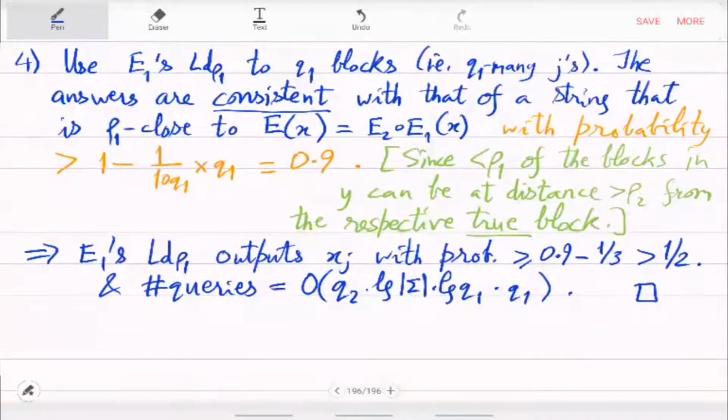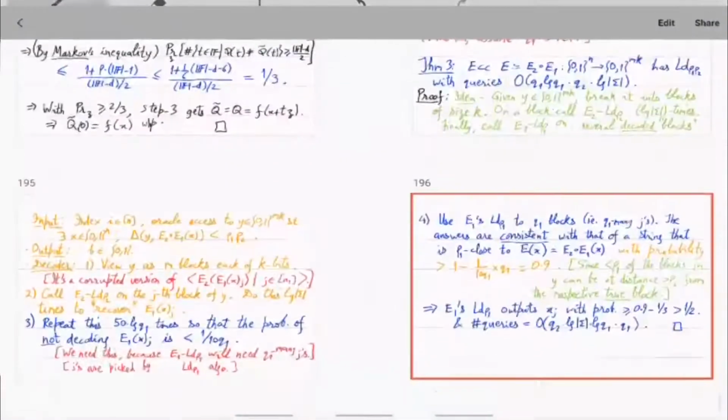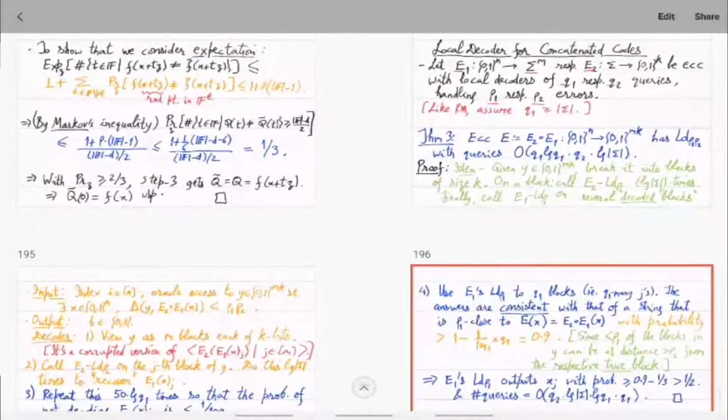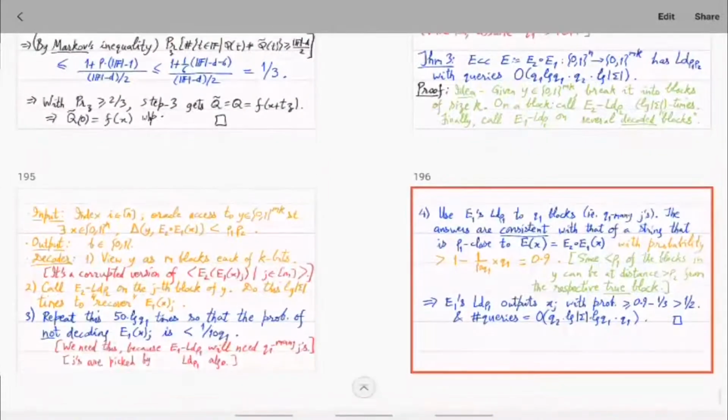So this finishes the local decoder for concatenated codes once you have local decoding for the individual components E1 and E2. Okay, this was actually quite straightforward, but when you look at the parameters, they look complicated.